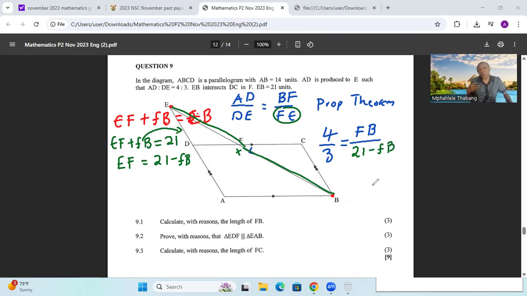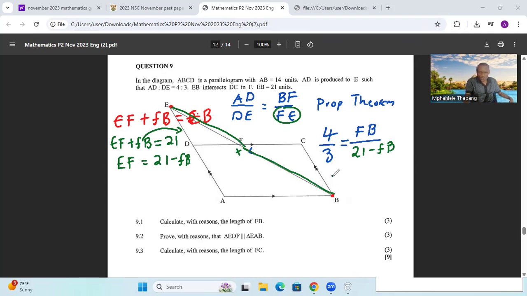Now, if you look at my equation there, I have 4 over 3 equals FB over 21 minus FB. I've got only one unknown, which is FB. So it's going to be easy to find the length of FB. So the proportionality theorem was very useful in this case. From here, I'm going to cross multiply.